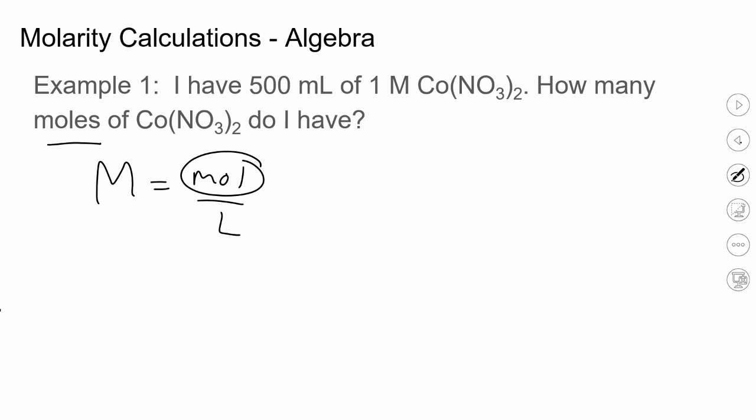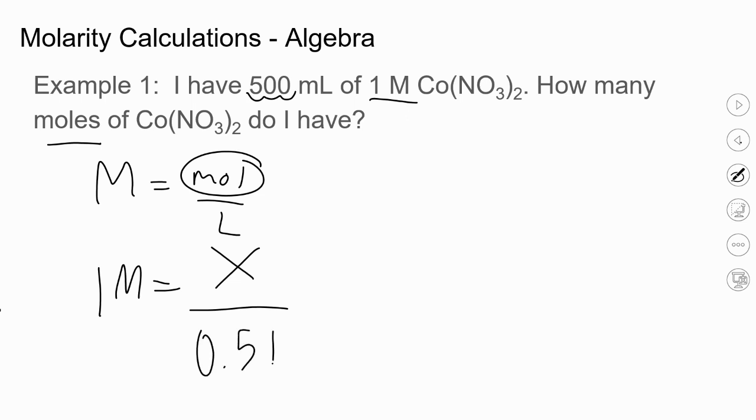Okay. So we have 1 molar. That's the concentration that we have here. And we don't know moles, so that's going to be my X. And then how many liters do we have? We need to put that in liters. This equation is for liters. Good. So move the decimal 1, 2, 3. 0.5 liters. Okay, how do I get X?